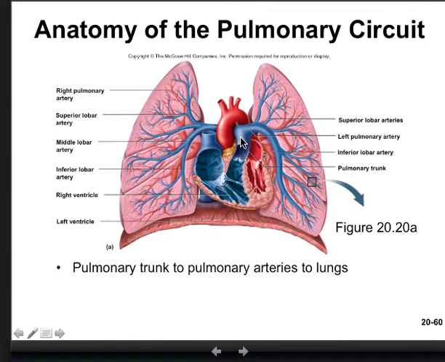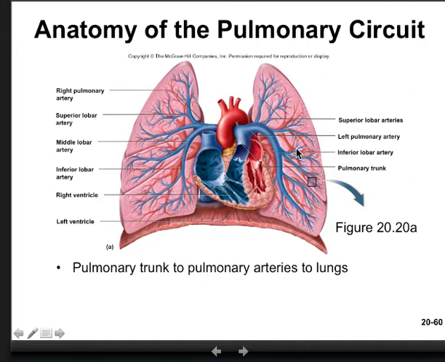The blood will then go from the pulmonary trunk into the pulmonary arteries here and here, and each pulmonary artery will then branch into a lobar artery. So here you can see the right pulmonary artery branching into a superior, middle, and inferior lobar artery, supplying these lobes of the lungs. Remember, there's 3 lobes on the right lung and 2 in the left. And then on the other side, this left pulmonary artery will branch into a superior and inferior lobar artery.